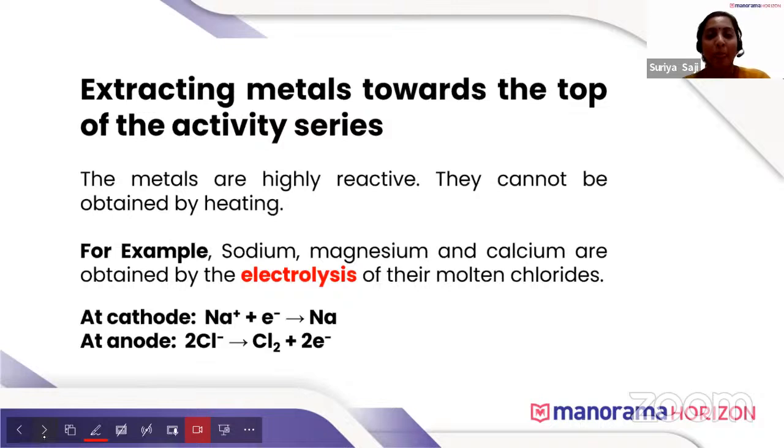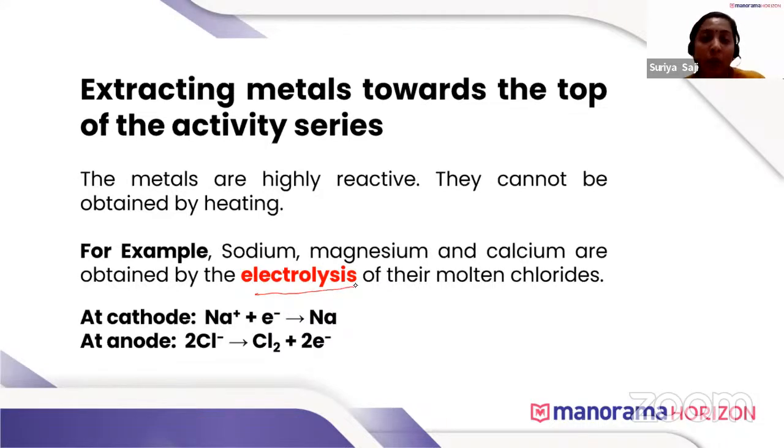So next is extracting metals towards the top. In the top of the activity series, we know that they are too reactive, so we cannot use the common methods that we have employed for low or middle reactivity. In such cases, we use electrolysis. The process that we are using is electrolysis.